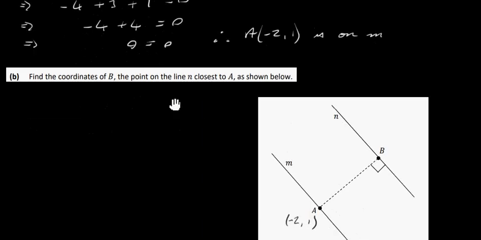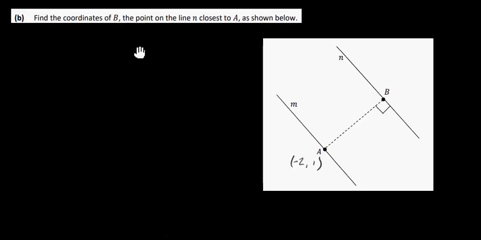Okay, so next part of this question, we've got to find the coordinates of B, the point on the line N closest to A, as shown below. So we have our line M here. We know the coordinates of A are minus 2, 1. We know the equation of M, we know the equation of N, we know they're parallel, and we've got to find the coordinates of this point B here.